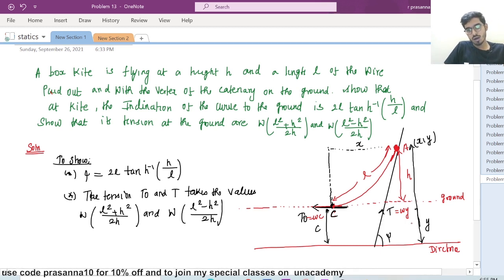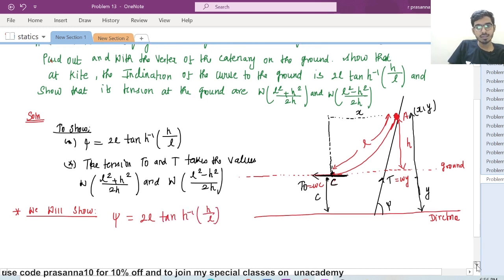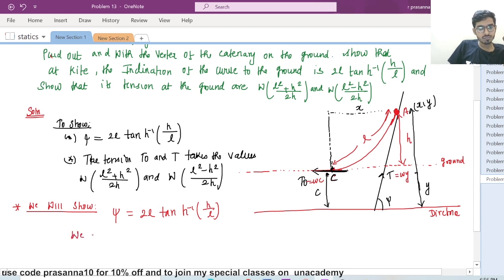Okay. Now we need to find the value of T naught and the value of T. We need to show that the angle psi is 2L times tanh inverse of h by L. So first we will show that the angle psi is 2L times tanh inverse of h by L. Now we know that S is equal to C times tan psi. This is the intrinsic equation of the catenary.